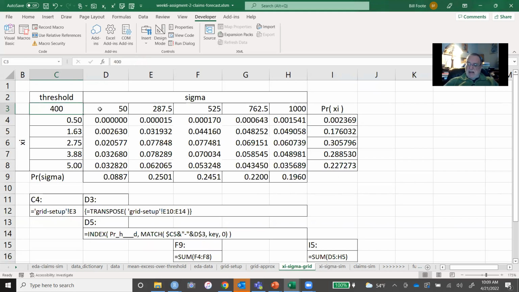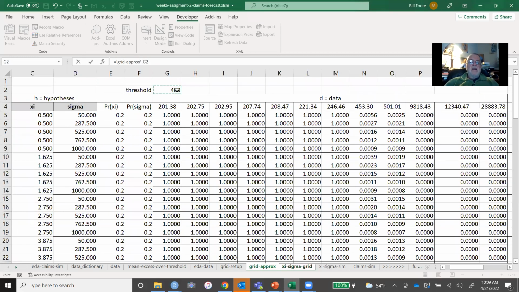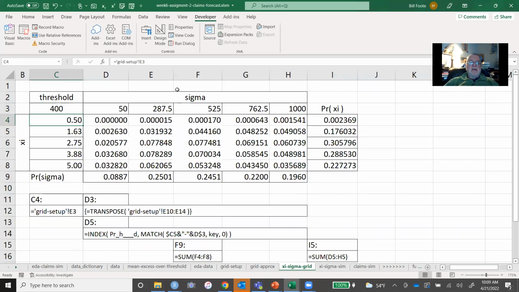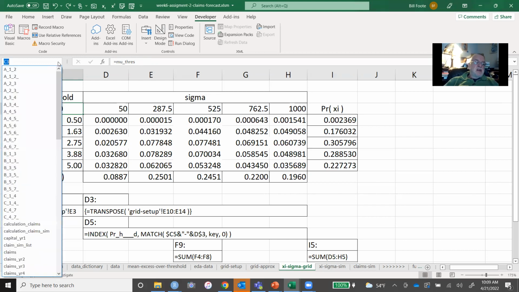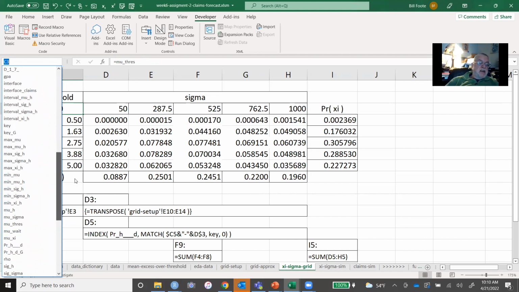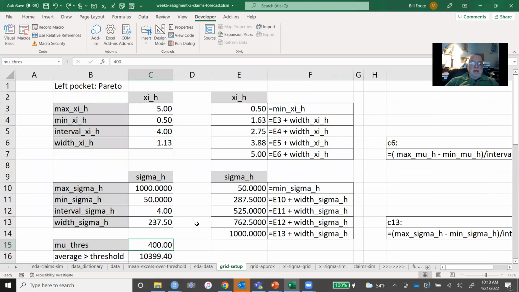And that's actually from way over here in the grid approximation. There we go. And is that true? Let me pull these back. So that's coming from mu threshold. Where is mu threshold? Right, start fooling around with the sheet, that works perfectly fine. Mu threshold comes all the way from over here.